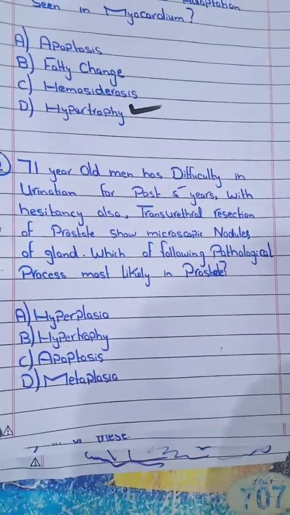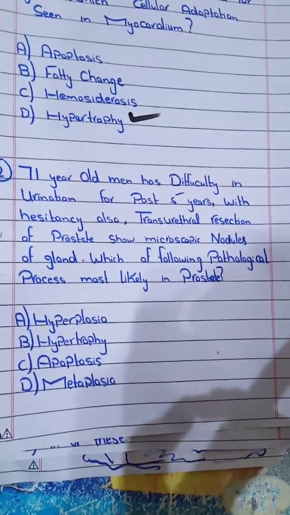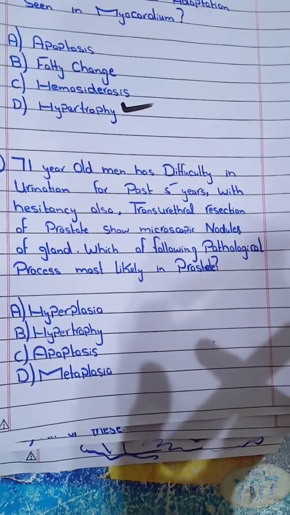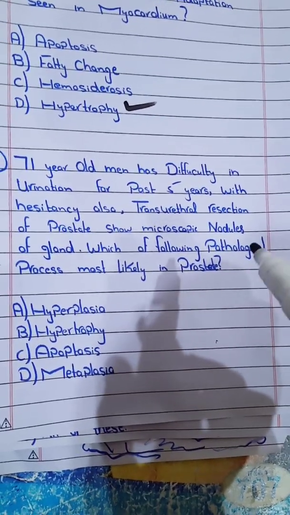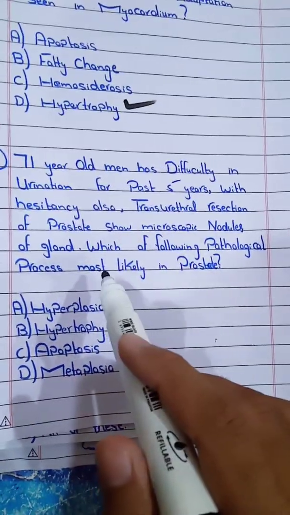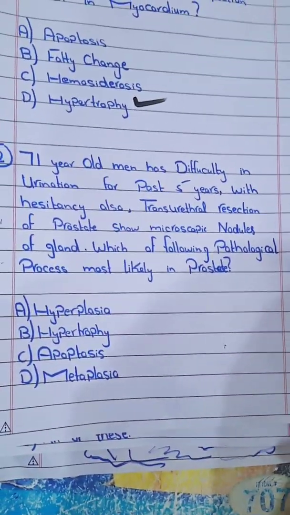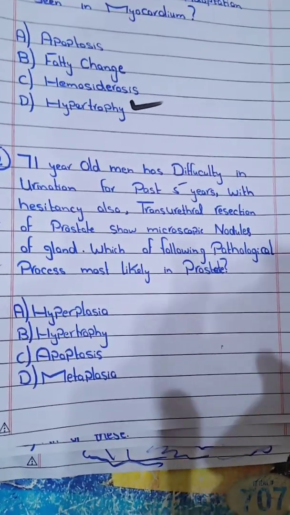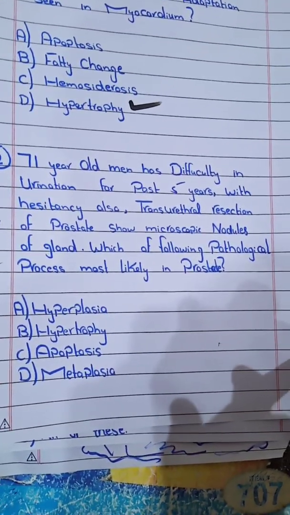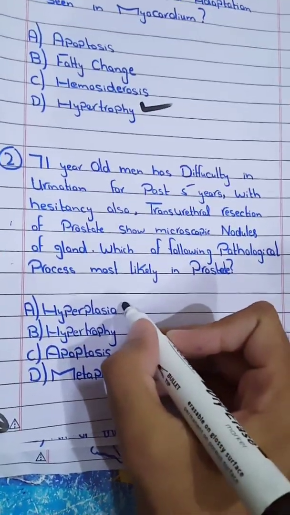So when we take the transurethral resection of the prostate, meaning we take a small tissue from the prostate, the microscopic examination shows nodules of glands. Then what is the pathological process likely in the prostate? The options are hyperplasia, hypertrophy, apoptosis, and metaplasia. Remember this option, the right one is hyperplasia.